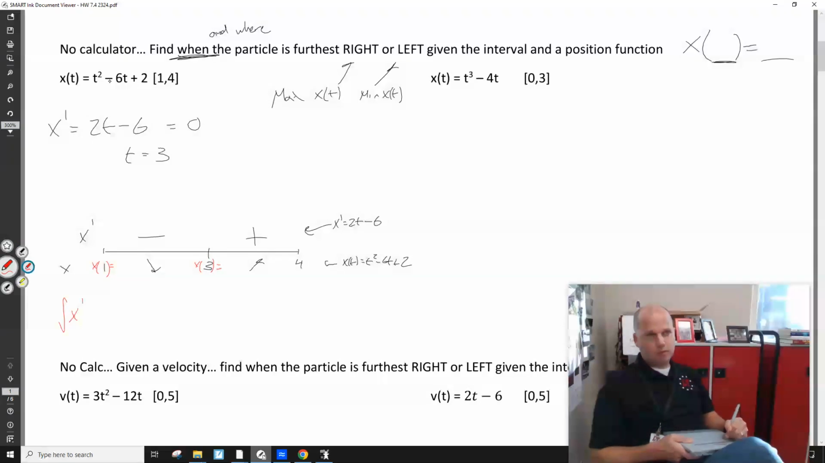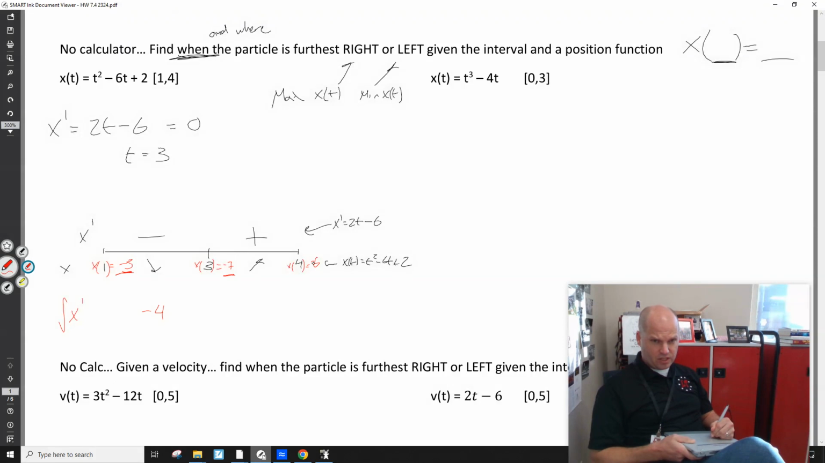1 minus 6 plus 2 is negative 3. Plug in 3, I get 9 minus 18, which is negative 9, plus 2, which is negative 7. I plug in 4, I get 16 minus 24, which is negative 8, plus 2, which is negative 6. I make sure that these values make sense. Do I decrease? Okay, from negative 3 to negative 7, I'm decreasing 4.